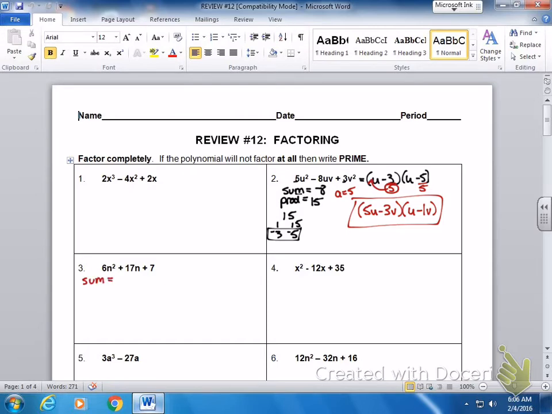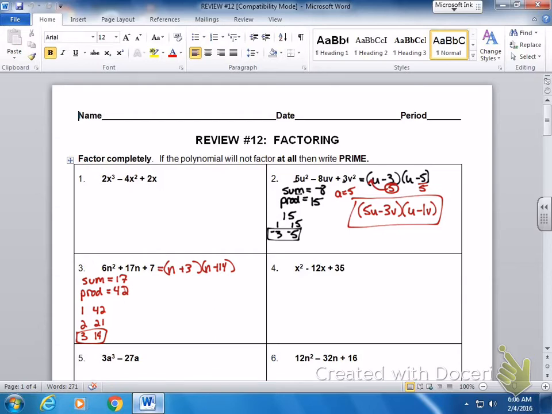I need to find the sum, which is 17, and the product, which is 6 times 7, so 42. So I start to break apart 42. 1 and 42 is not an option. That's not going to add up to 17. 2 and 21, also not going to work. 3 will go into 42 14 times. 3 plus 14 is 17, so 3 and 14 are my answers. So open up my parentheses, and as my variable, I'm going to say it's n + 3, and the other one's n + 14, but order doesn't matter there. They could be either way.